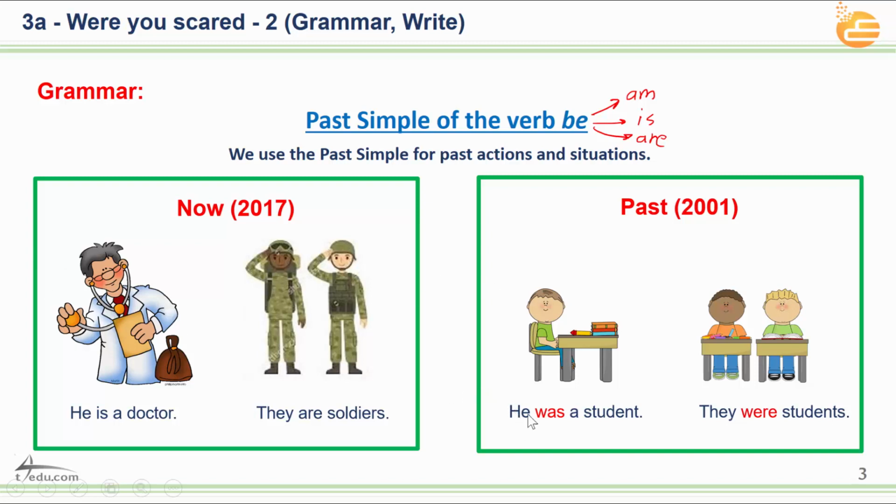the doctor, he was a student. He was. Now he is a doctor, but before 16 years ago, in 2001, he was a student. The soldiers now, they are soldiers, but in the past, they were students. They were, okay? So, the past of is, can you see it? Was. But the past of are, this one, were. Okay, and also we have to talk about this one, which is am. The past of am is was. So I say I was a student. He was a student. They were students. Okay, everyone? Very easy. Piece of cake.